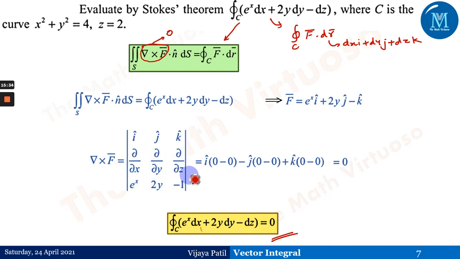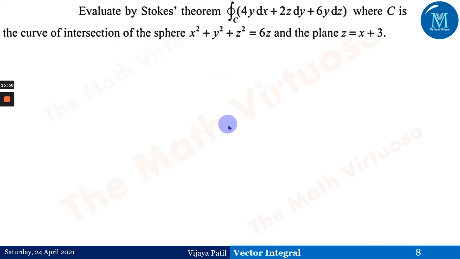This particular function f bar, or you can say the vector point function, is a conservative field, or you can say irrotational field. And that's the reason Stokes theorem will give us the answer of this particular line integral as 0 for the irrotational or conservative field. Okay, then evaluate the Stokes theorem for this particular, where C is the curve of intersection of the sphere and the plane.